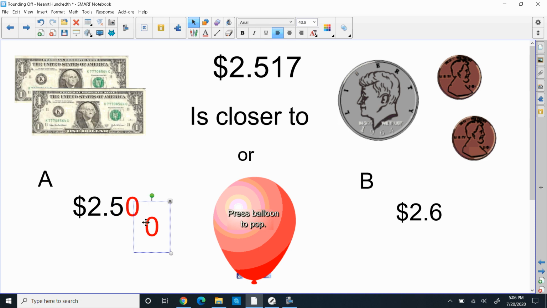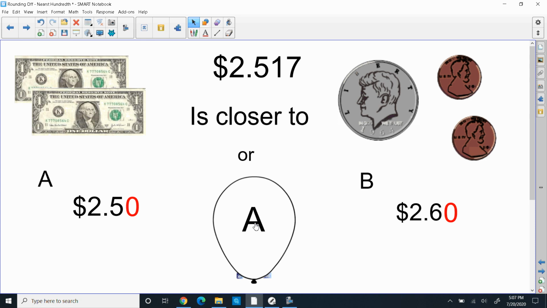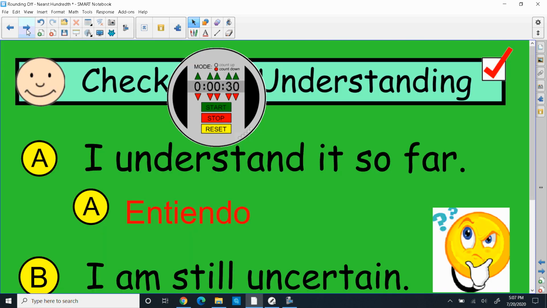Or is it closer to $2, and let me put a 0 on the end here, or $2.60? Well, I would say it's closer to $2.50, because that's only 2 cents away, whereas it's 8 cents away from $2.60. So I would vote A. And yes, it is choice A. All right. So I hope you understand what's going on.